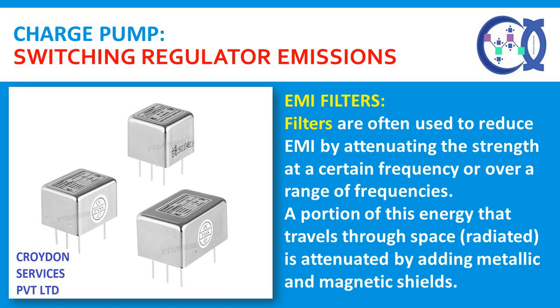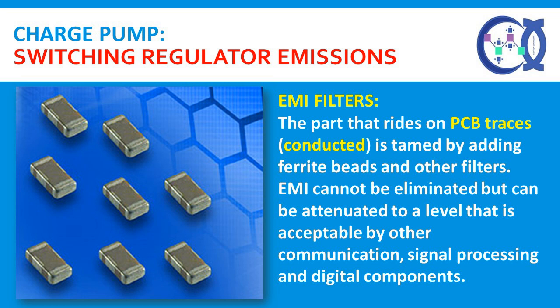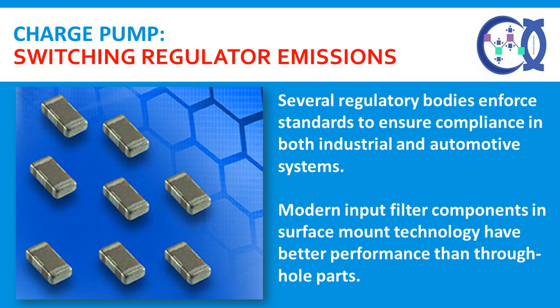Filters are often used to reduce EMI by attenuating the strength at a certain frequency or over a range of frequencies. A portion of this energy that travels through space, radiated, is attenuated by adding metallic and magnetic shields. The part that rides on PCB traces, conducted, is tamed by adding ferrite beads and other filters. EMI cannot be eliminated but can be attenuated to a level that is acceptable by other communication, signal processing and digital components. Moreover, several regulatory bodies enforce standards to ensure compliance in both industrial and automotive systems.